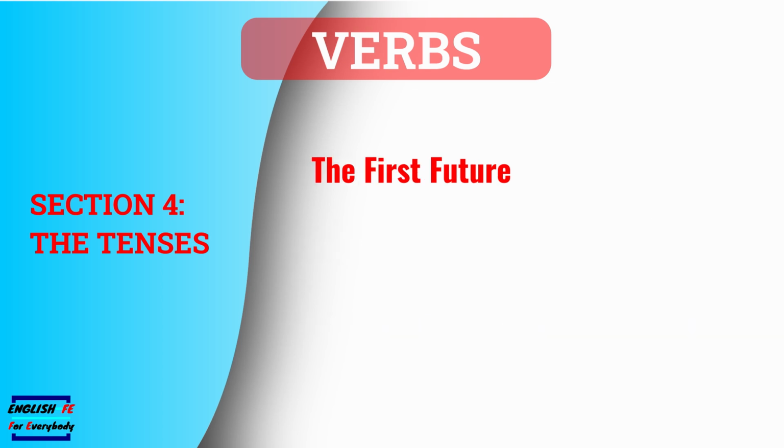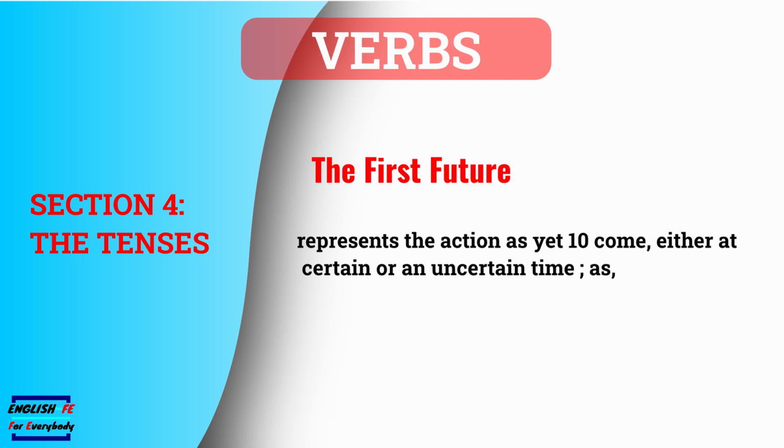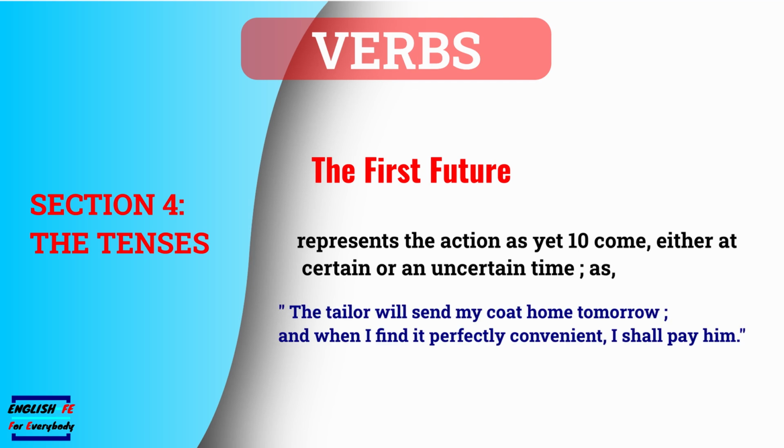The first future tense represents the action as yet to come, either at a certain or an uncertain time, as, the tailor will send my coat home tomorrow, and when I find it perfectly convenient, I shall pay him.